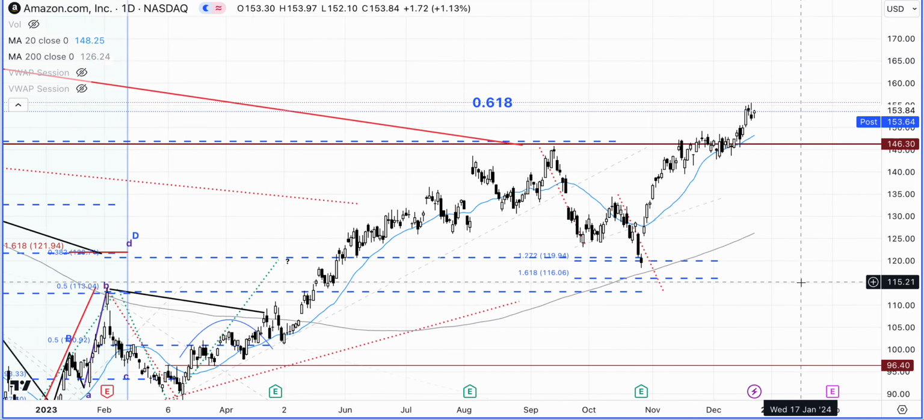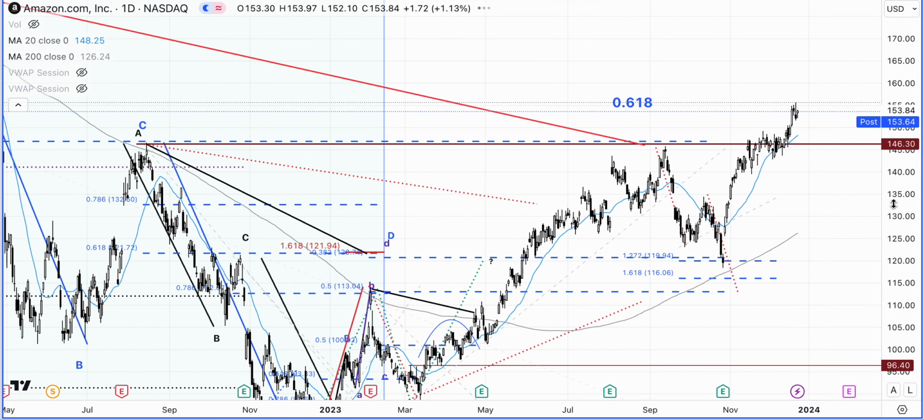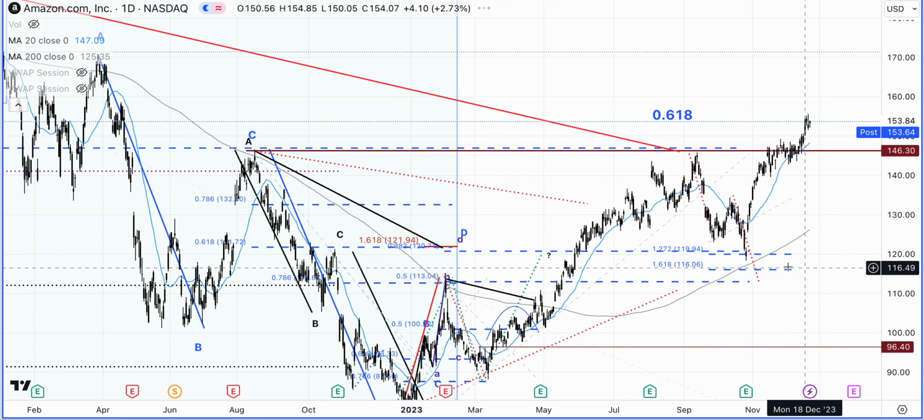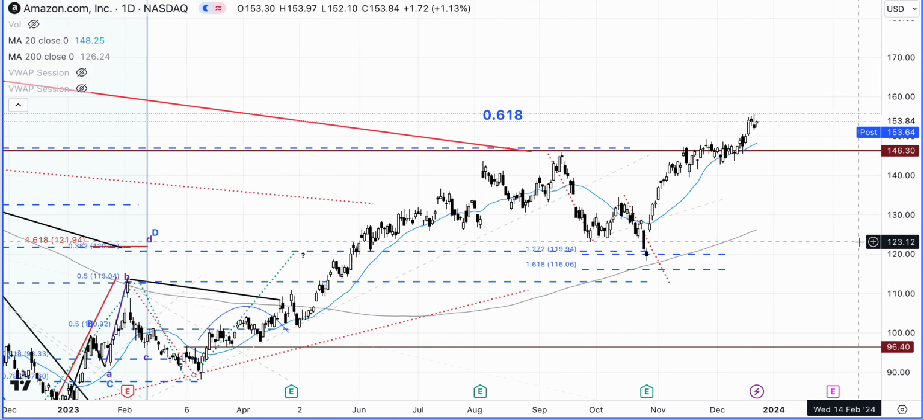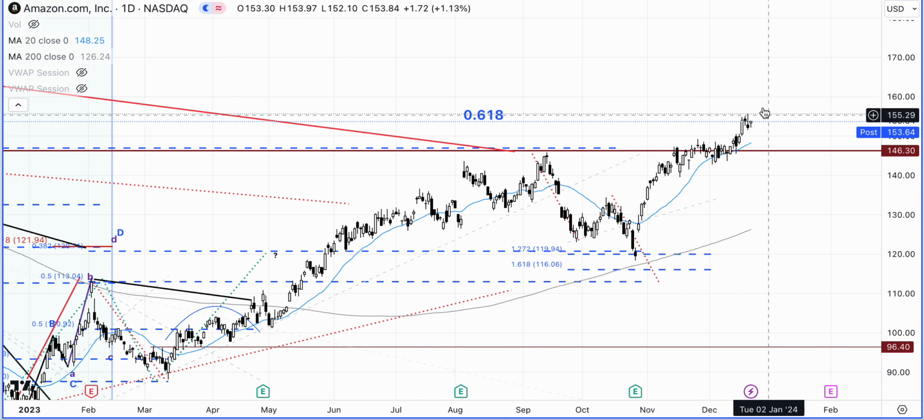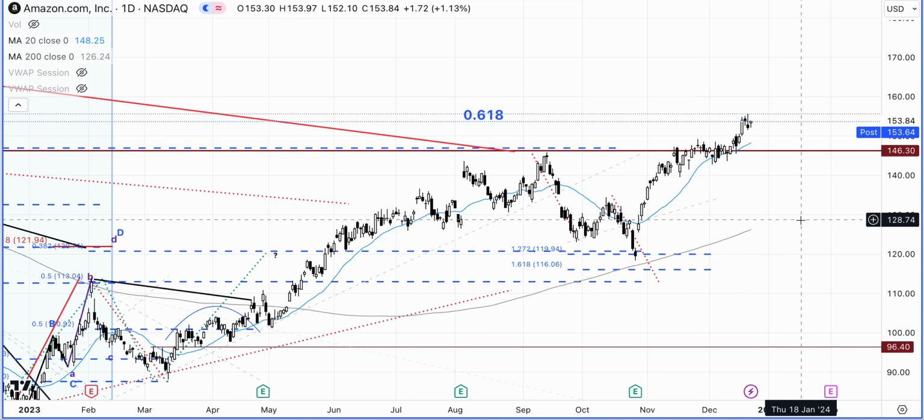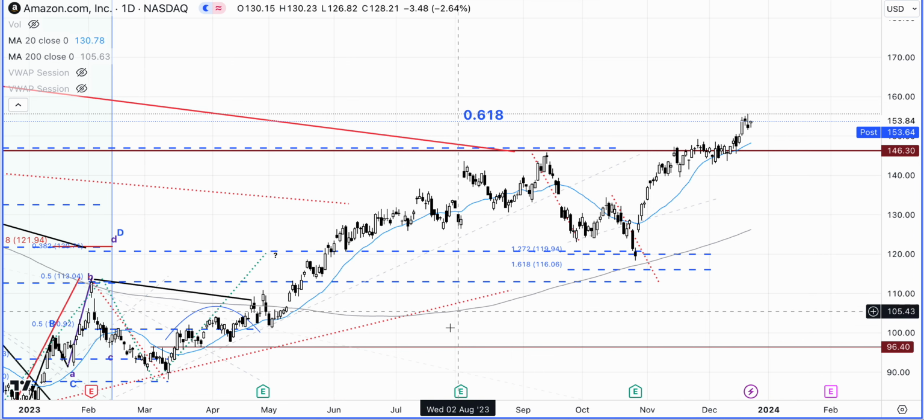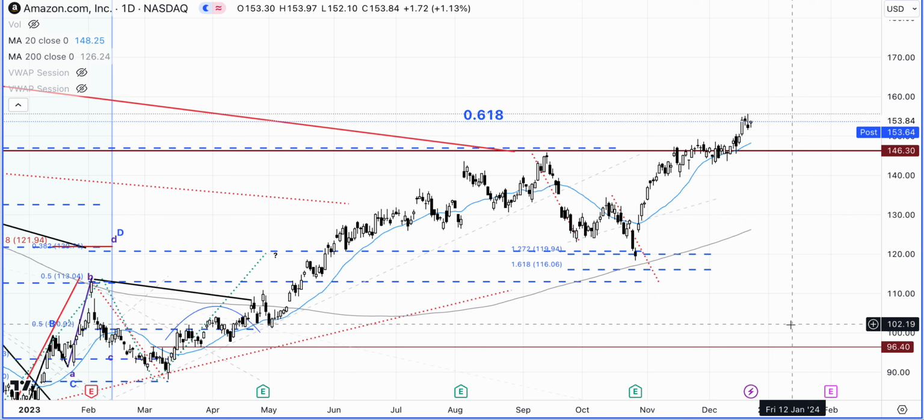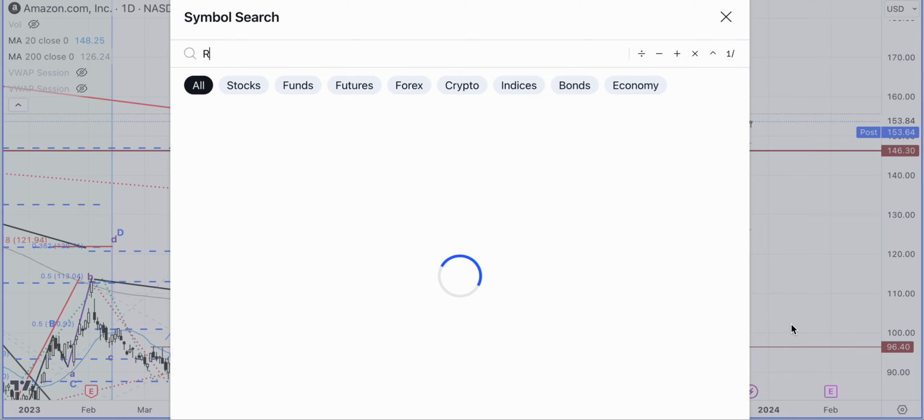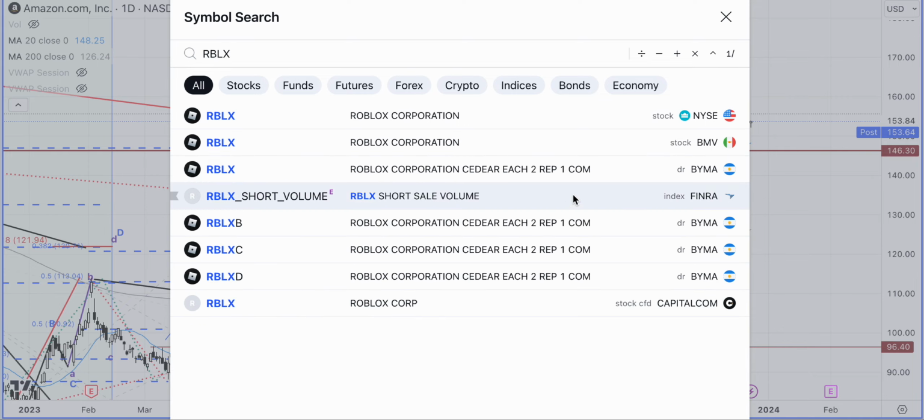Here we go. So the Amazon stock, the good news is that it has broken above the 61.8% retracement, and now it's just moving sideways here. But that's a key observation that it has gone above the 61.8% Fibonacci retracement, and we'll then evaluate it on a weekly basis. Let's actually take a look at Roblox.